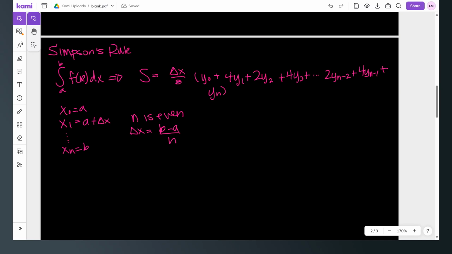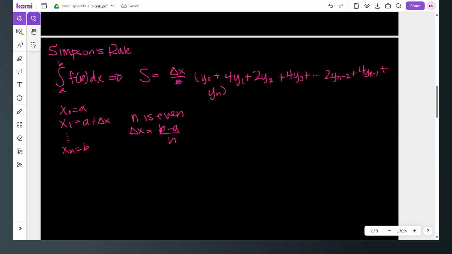All right, so Simpson's rule is a little bit different. So we have delta x over 3, and then all of our y. So notice the coefficients: 4, 2, 4, 2, 4, 2, 4. And n has to be even to do this. So we're always going to choose an even number of subintervals for this.